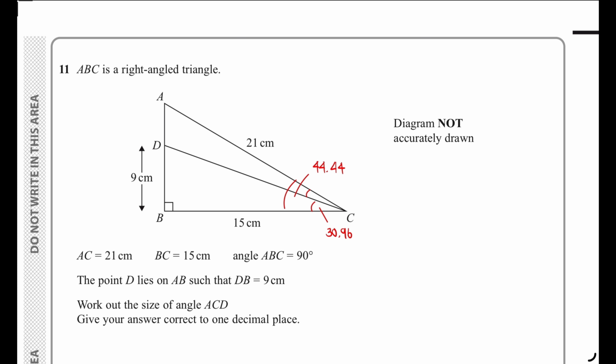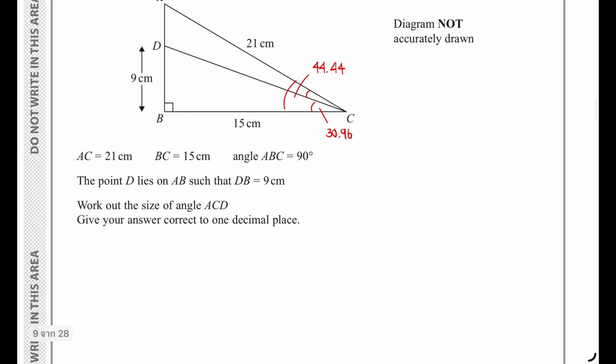Question 11. ABC is a right angle triangle in which AC equal to 21 centimeter, BC equal to 15 centimeter, and angle ABC equal to 90 degree. The point D lies on AB such that DB equal to 9 centimeter. So work out the size of angle ACD, which is this one. Give your answer correct to 1 decimal place.